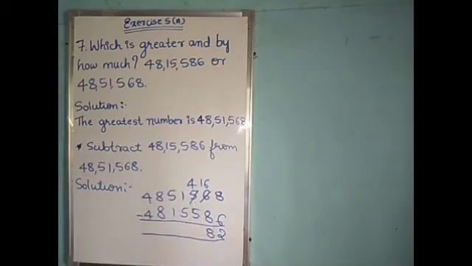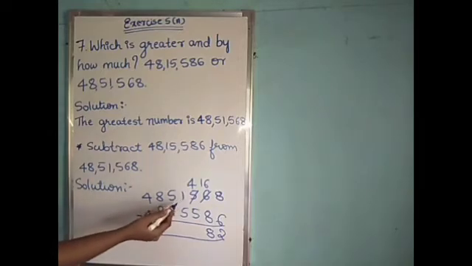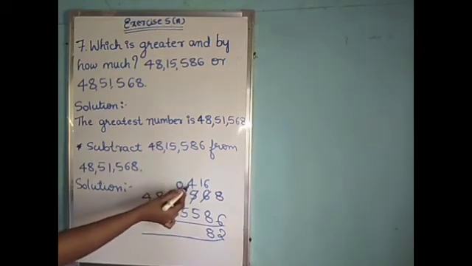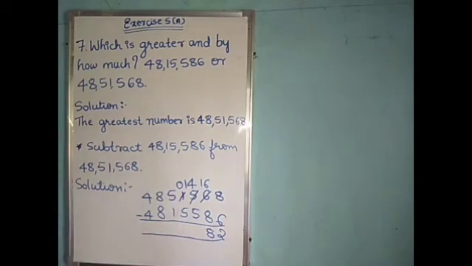4 minus 5 is possible to subtract? No. What we have to do? We have to borrow from next number. Here next number is 1. If we borrow from 1, then 1 becomes 0 and here 4 becomes 14. 14 minus 5 is how much? 14 minus 5 is 9.